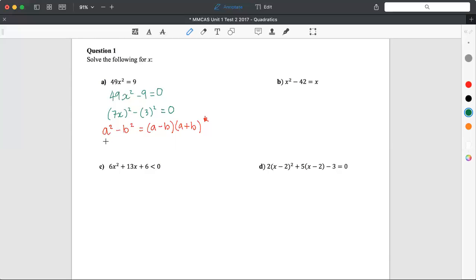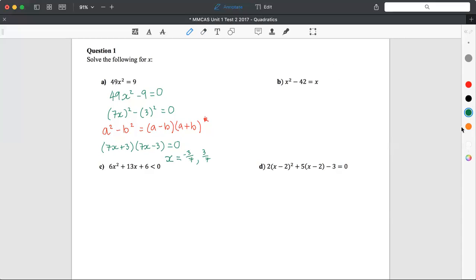So if we go back to the actual problem we had, what we would have is 7x plus 3 times 7x minus 3. All of that, remember, equals 0. And then if we solve each of those, so we say the first bracket is equal to 0 or the second bracket is equal to 0, we're going to get two solutions. The first one is going to be negative 3 over 7. And the other one's going to be positive 3 over 7. So there's our two solutions for x. So that's one way you could have done that.